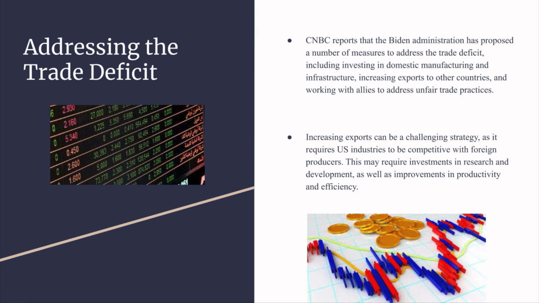Finally, there are structural factors that contribute to the trade deficit. According to The Economist, the U.S. has a comparative advantage in services rather than goods. This means that the U.S. is better at producing services like finance and technology, while other countries are better at producing goods. As a result, the U.S. imports more goods than it exports, which contributes to the trade deficit.